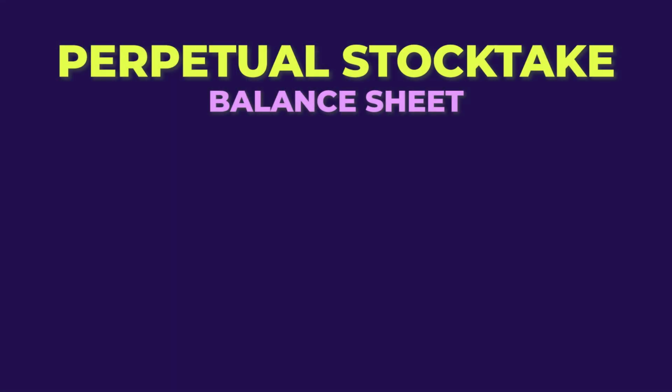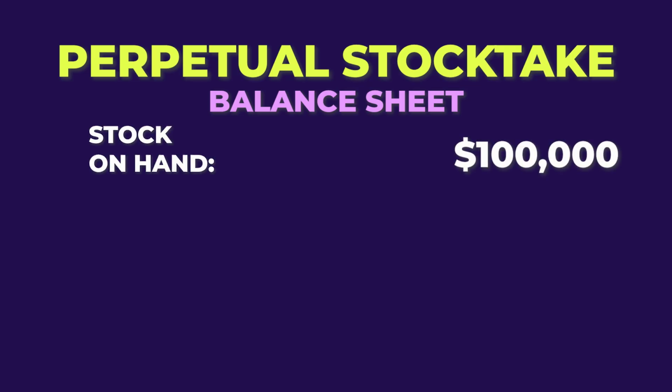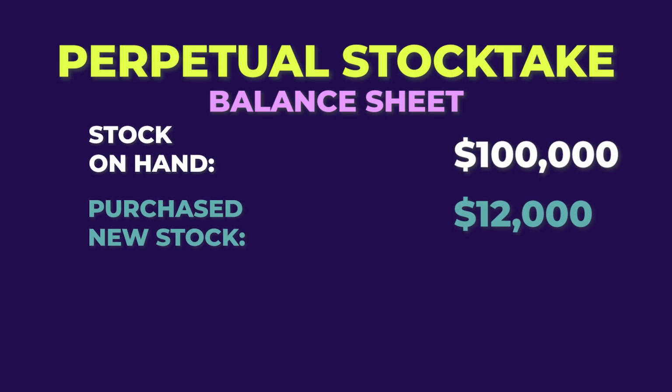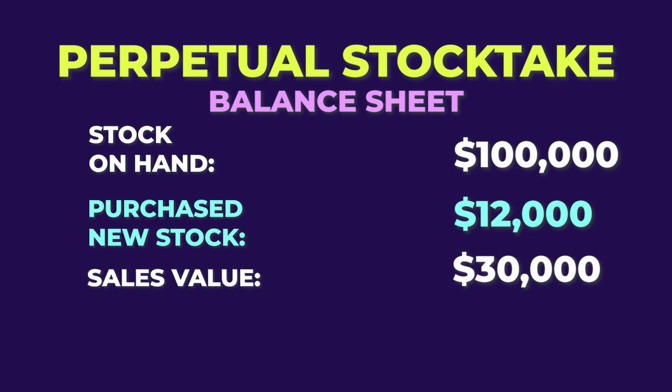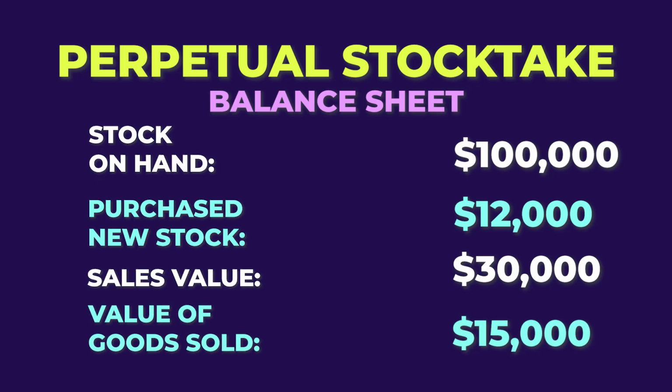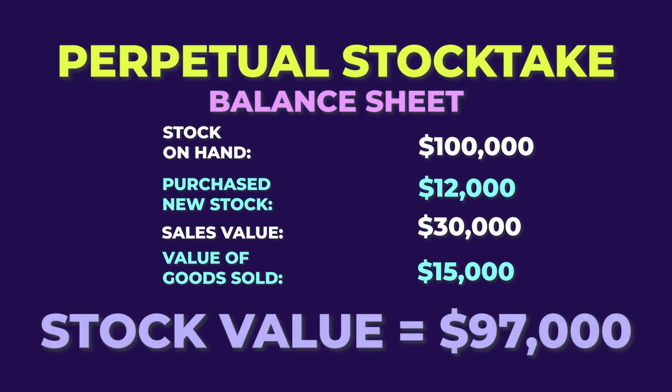In this example for perpetual stock, we'll go through an example of 1 day of business in this hypothetical scenario. Let's assume at the start of the day you have $100,000 worth of stock on hand. You purchase during the day $12,000 worth of new stock. You have a sales value of $30,000 and the value of the goods you sold was $15,000. This would mean that the stock value at the end of the day is $97,000.